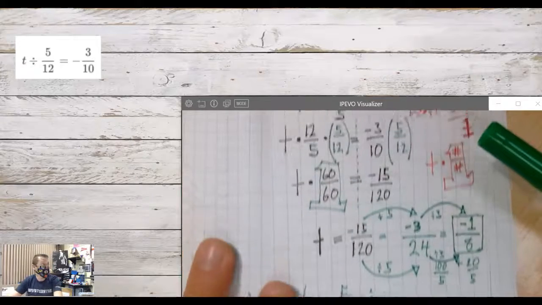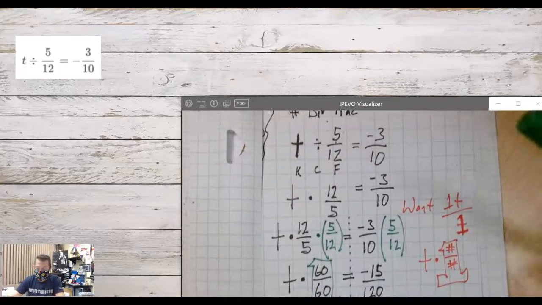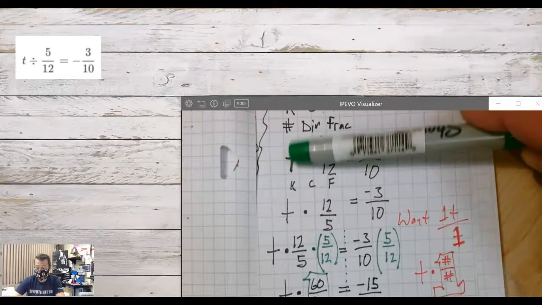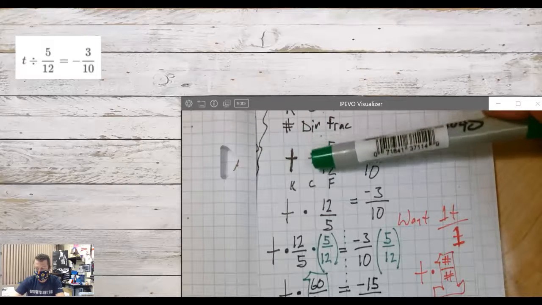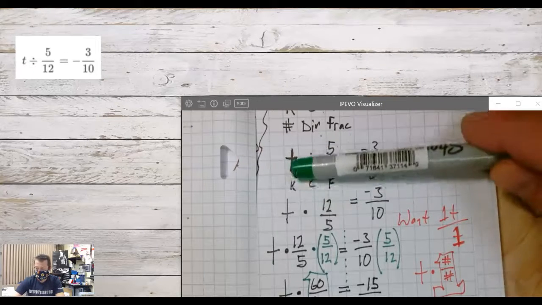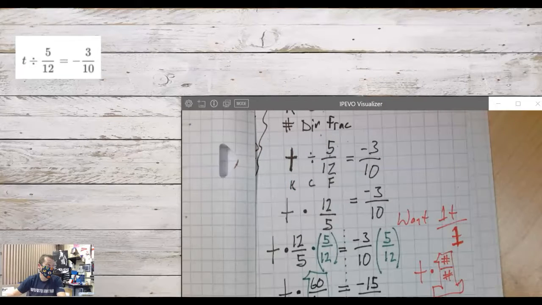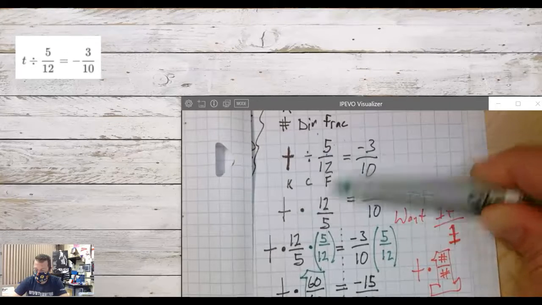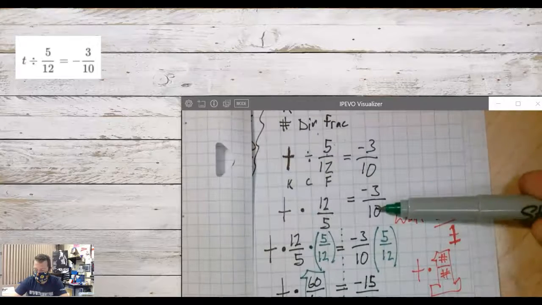So again, to review the whole process, what we did was we recognized we have division by a fraction. It actually doesn't matter what comes before it. We just recognize division by a fraction. That tells us keep, change, flip. Because it doesn't matter what we keep, we just keep it. So we kept the t. We changed division to multiplication. We flipped the fraction. Right side carries down.